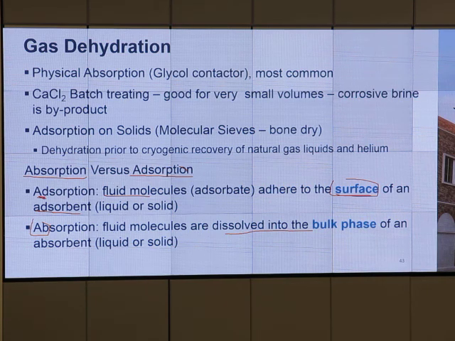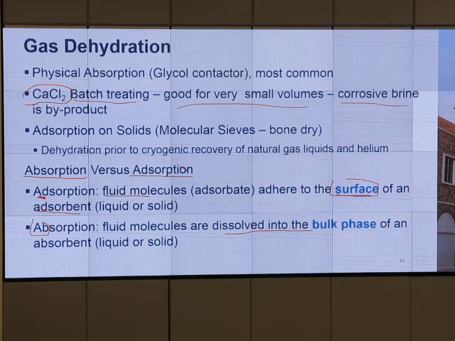Okay. So far we have amine. Amine doesn't fall into this category because it's a chemical reaction. Physical solvent is AB, absorption, right? It uses pressure for the acid gas to dissolve. Same thing as glycol. Glycol is to absorb any water. Okay. We have calcium chloride batch treating. I don't teach you that. It's for very small volume, corrosive brine.